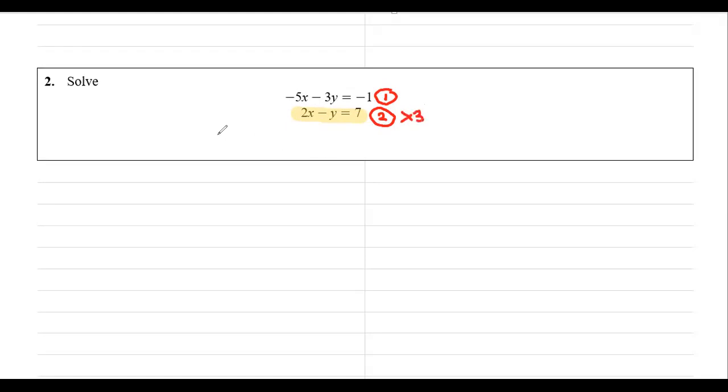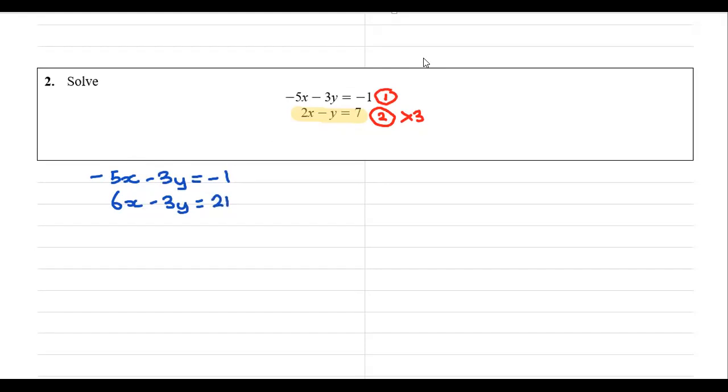Okay, and then we can hopefully eliminate the y variable. So let's just rewrite everything. So we've got negative 5x subtract 3y is equal to negative 1. And we have 2x. Oh, no. Concentrate. I'm going to multiply everything by 3. So it's going to be 6x subtract 3y is going to equal 7 times 3, which is 21.